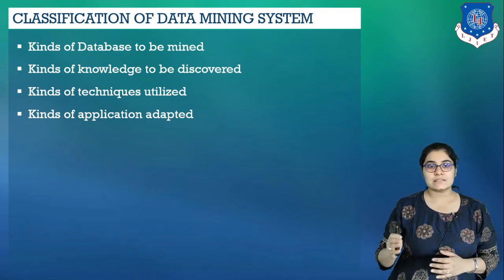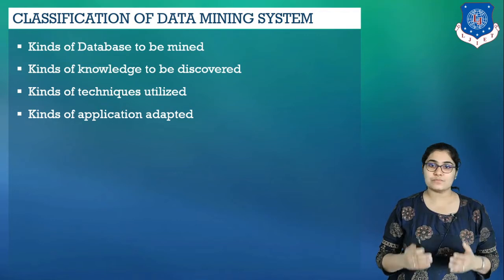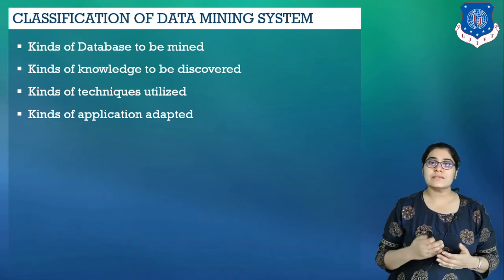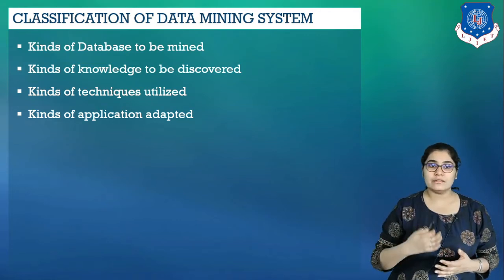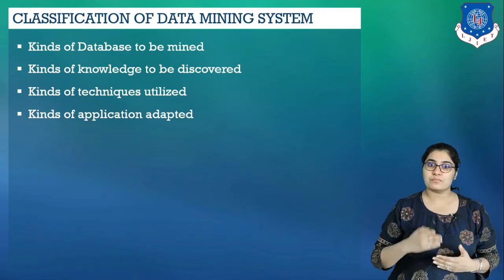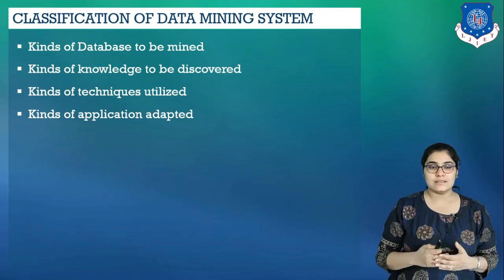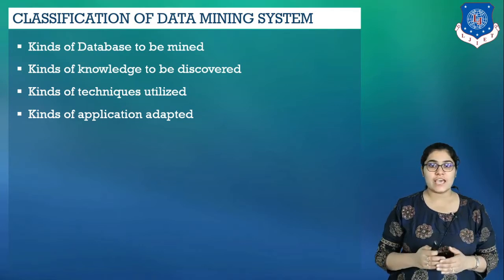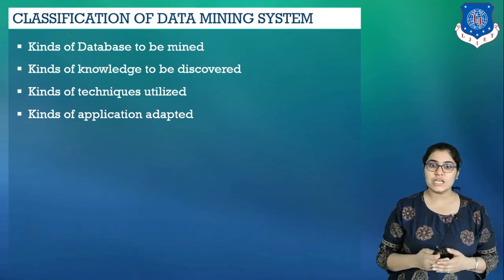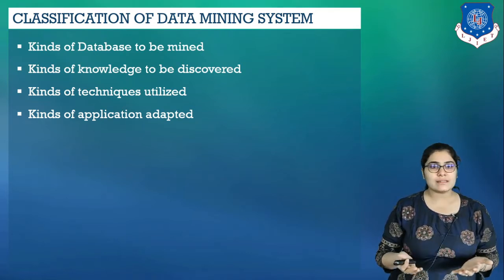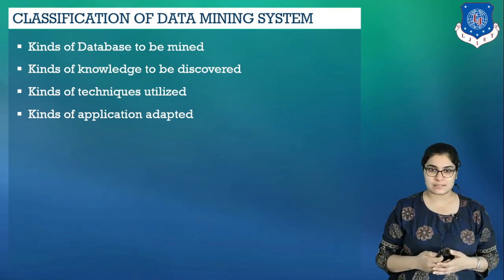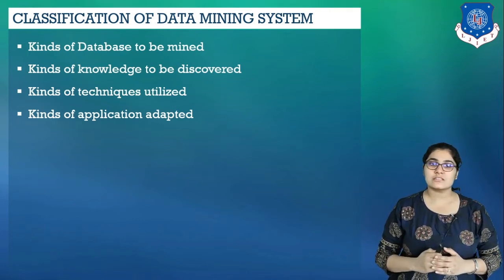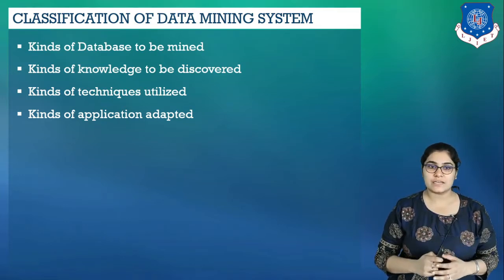Next is classification according to the kind of knowledge mined. A data mining system can be categorized according to the kind of knowledge they mine, that is based on data mining functionalities such as characterization, discrimination, association and correlation analysis, classification, prediction, clustering, outlier analysis and evolution analysis. A comprehensive data mining system usually provides multiple and integrated data mining functionalities.